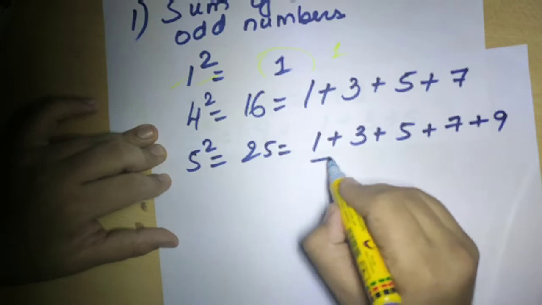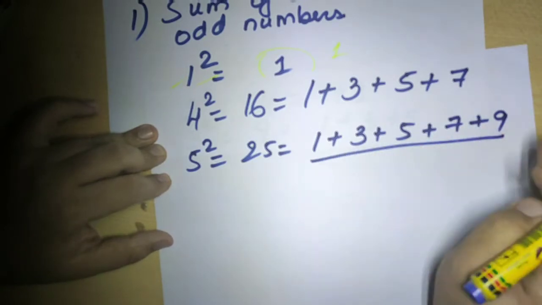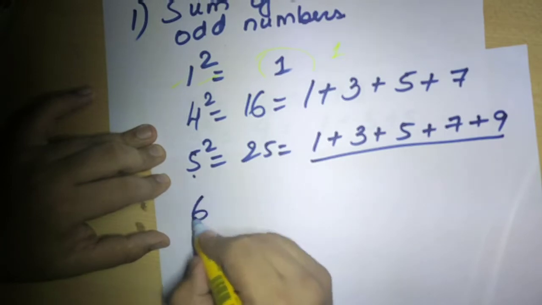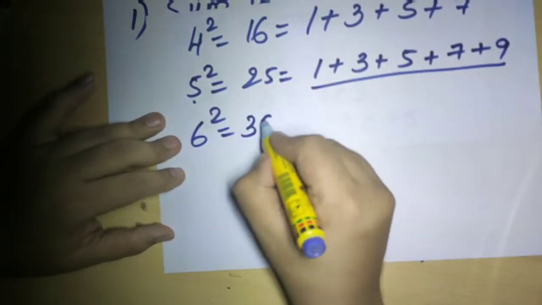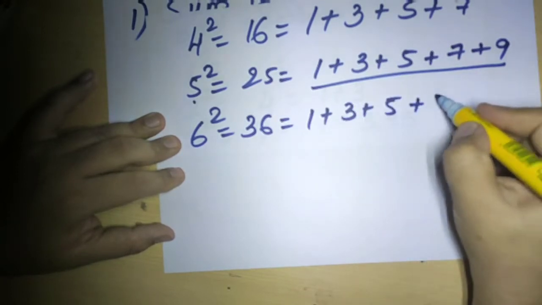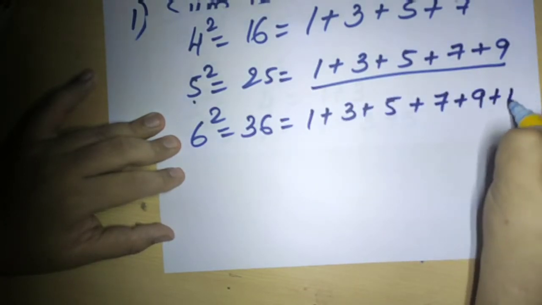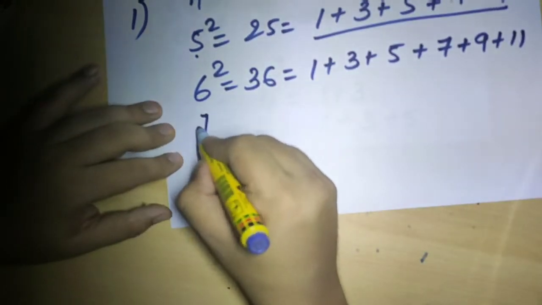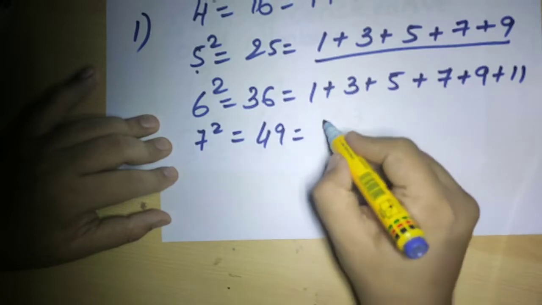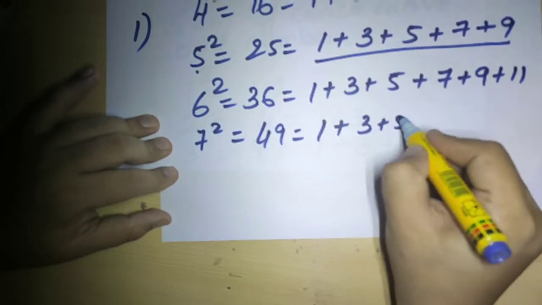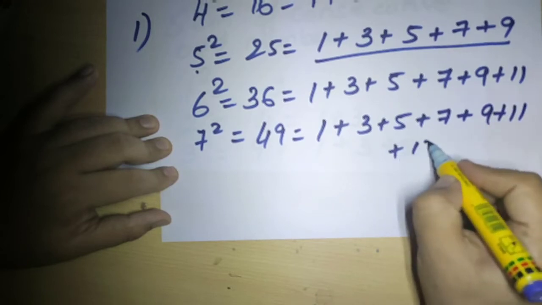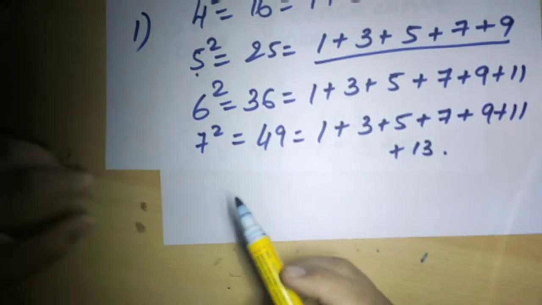If you add 5 consecutive odd numbers, you get the square of 5. Similarly, 6 square is equal to 36, which is equal to 1 plus 3 plus 5 plus 7 plus 9 plus 11. 7 square is equal to 49, which is equal to 1 plus 3 plus 5 plus 7 plus 9 plus 11 plus 13. So these are the patterns.